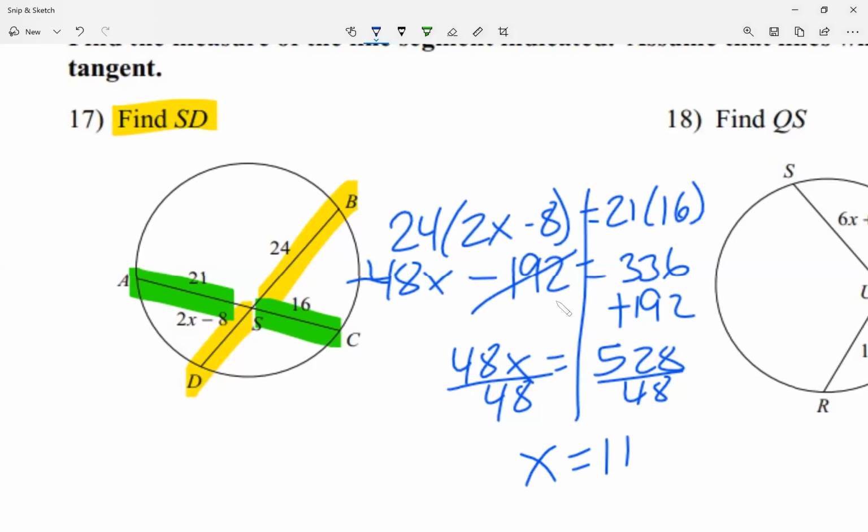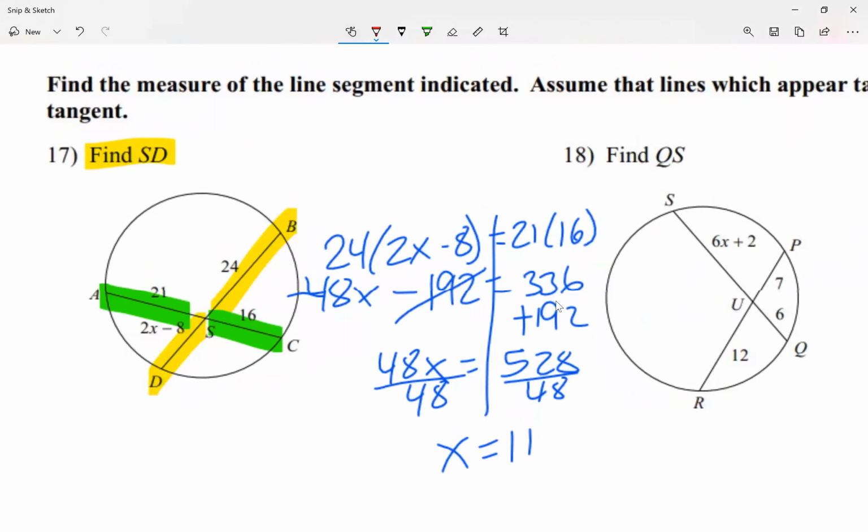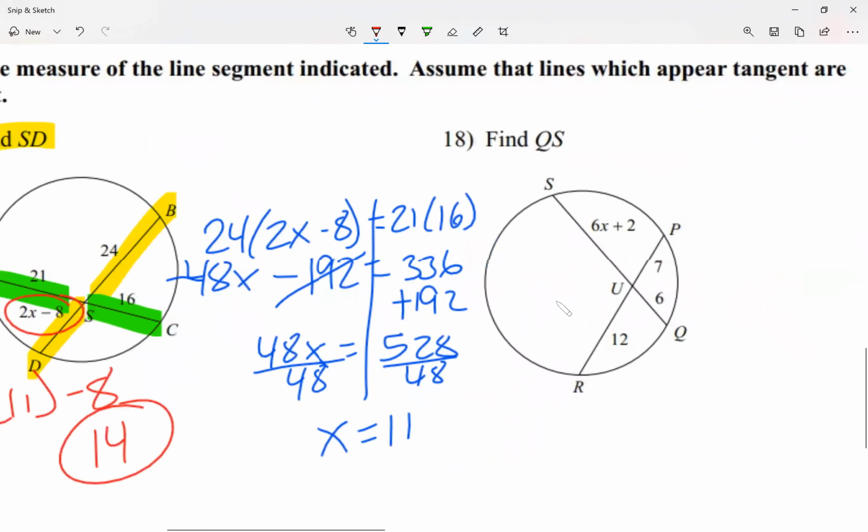Now let me reread the instructions. Find the measure of the line segment. All right, the instructions are not solve for x. And remember I said earlier, SD is 2 times x minus 8. So I solved for x to be able to answer this question. So I'm going to go 2 times 11 minus 8, because now I know x equals 11. Now I know 2 times 11 is 22, and 22 minus 8 happens to be 14. So that's my answer.